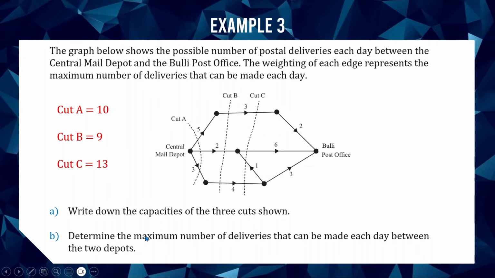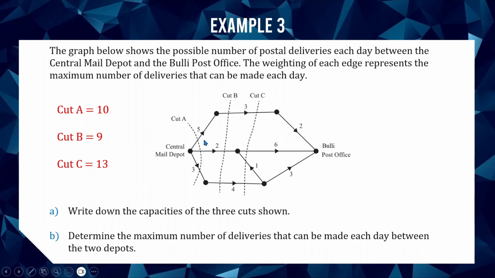Part B, determine the maximum number of deliveries that can be made each day between the 2 depots. Okay, all that's asking us there is to find the maximum flow of the network. And if we know what we're talking about, when we're asked to find maximum flow, we just think, okay, sweet, let's just find the minimum cut. So let's see if you can find the smallest possible cut in this diagram. Like I said, it does take a bit of trial and error sometimes, and usually the questions are designed so you have to be a little bit clever to find the best one.